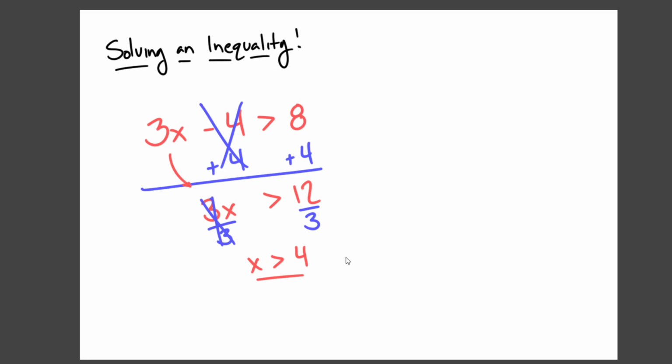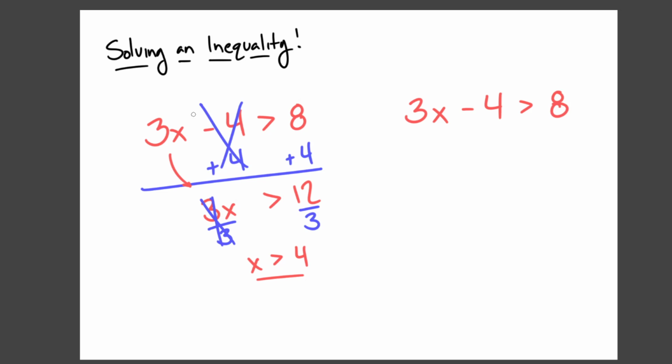Again, if this was an equal sign, it would have simply looked like x is equal to 4 at the very end. But since we have a greater than sign, it's greater than. Now, there is one special exception when it comes to solving an inequality that equations don't have to worry about. Inequalities have one weird thing that doctors hate.